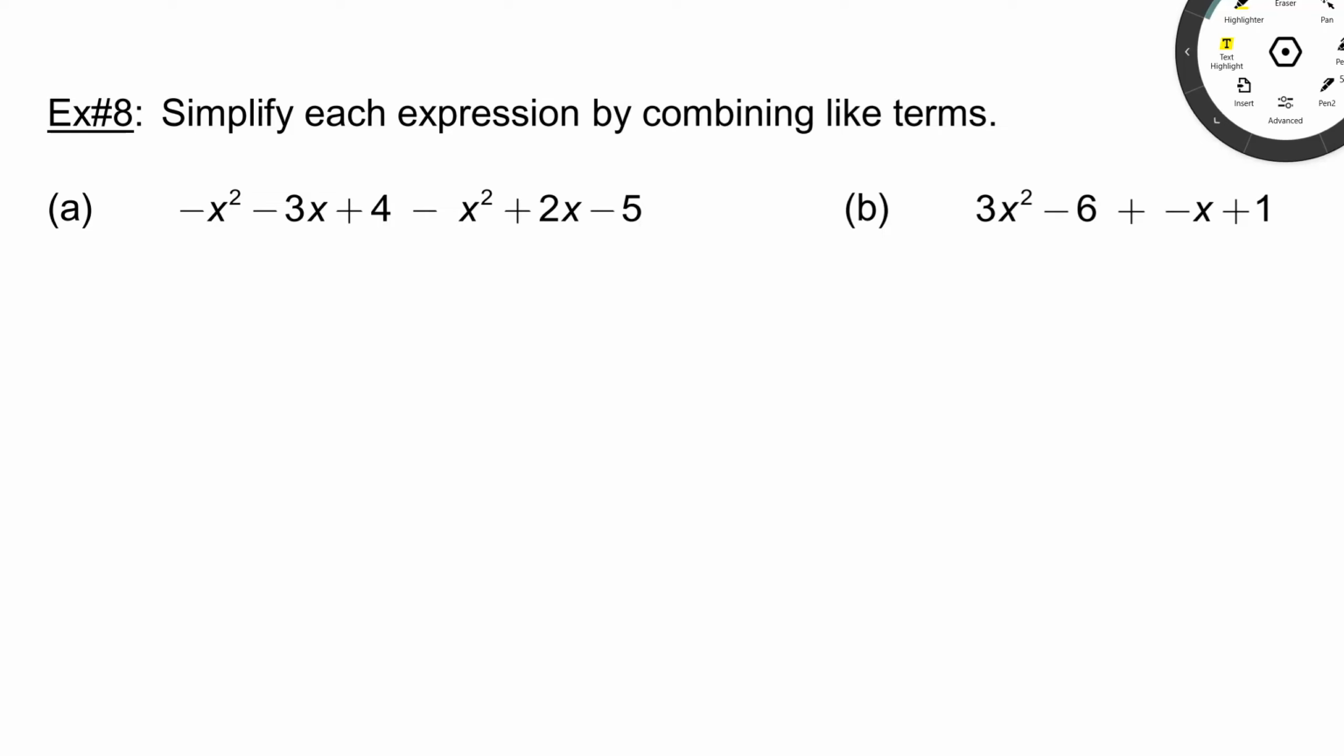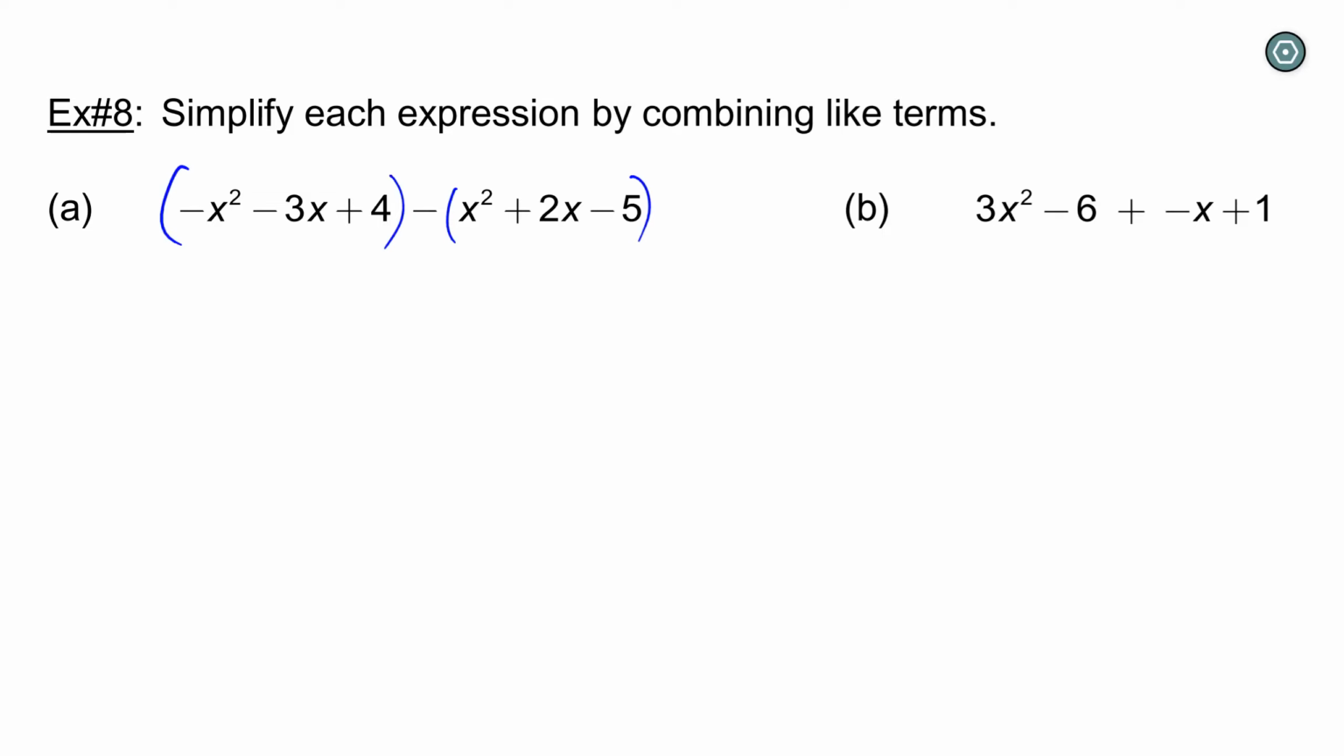I'd like to do this one. Simplify each expression by combining like terms. Yeah, sometimes it doesn't print for me. So we combine like terms. You only combine terms that have the exact same variables and exact same exponents. So these two are what I can combine. Negative x squared minus x squared is negative 2x squared.